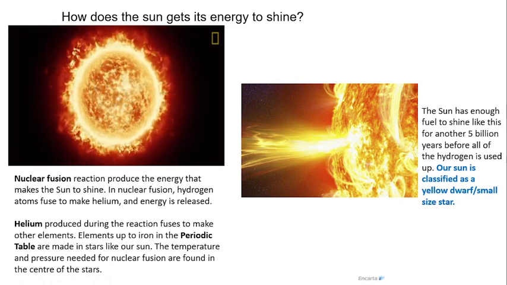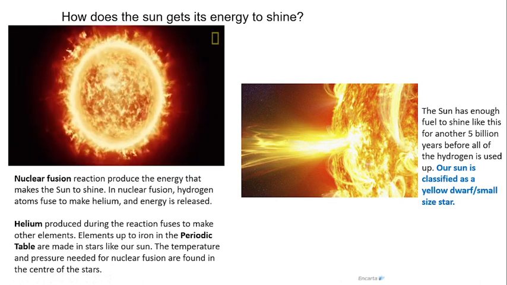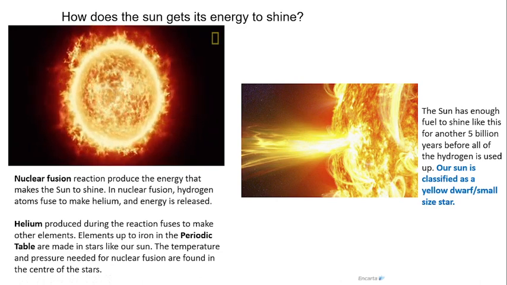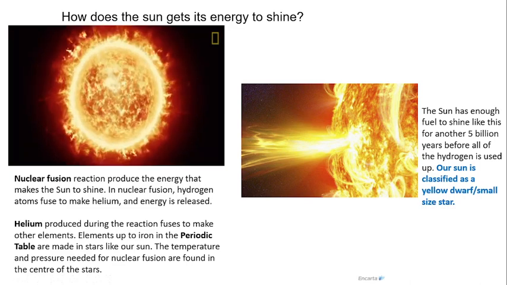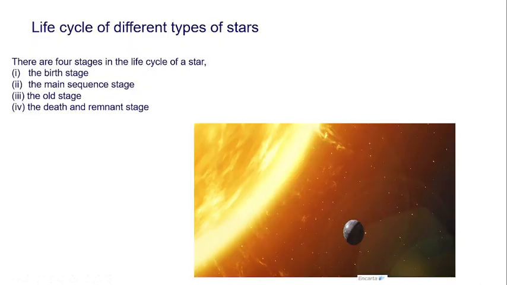Our sun is classified as a small size star, or a yellow dwarf star. So you can imagine how other stars could look like. We have stars much bigger than our sun. The life cycle of the different types of stars.